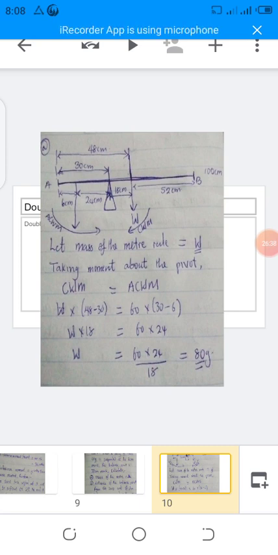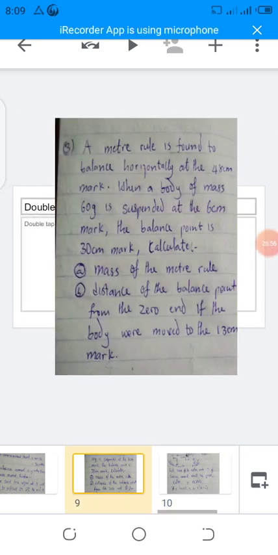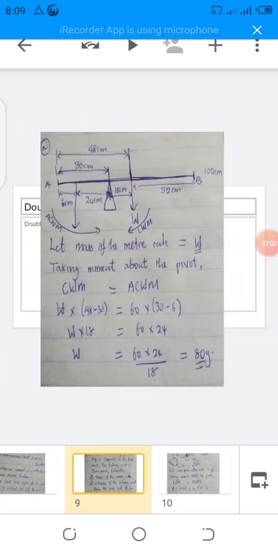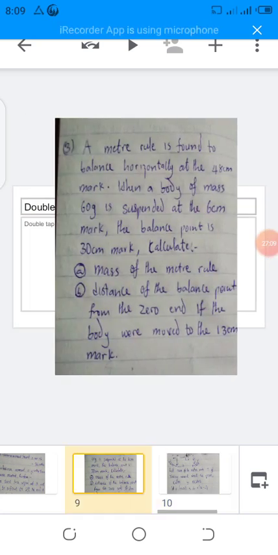Now if you divide both sides by 18, we are going to have 60 times 24 divided by 18. So the weight of this meter rule is 80 grams. And we have answered the first question now: the mass of the meter rule. The mass of the meter rule is 80 grams. Sorry, not weight. Weight is in Newton. The mass of the meter rule is 80 grams. We are done with question A.